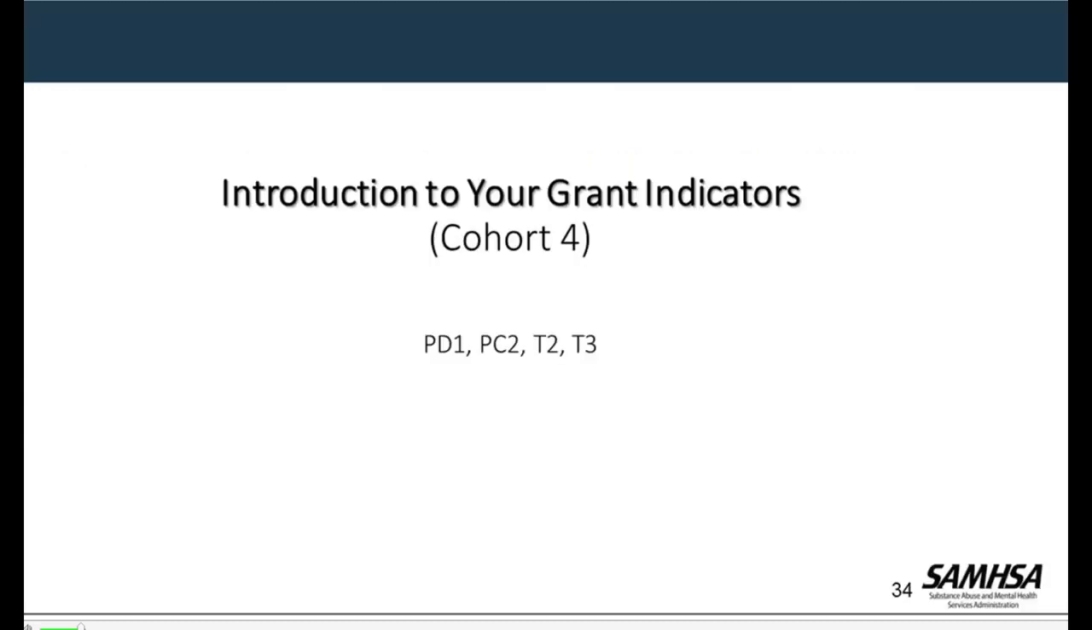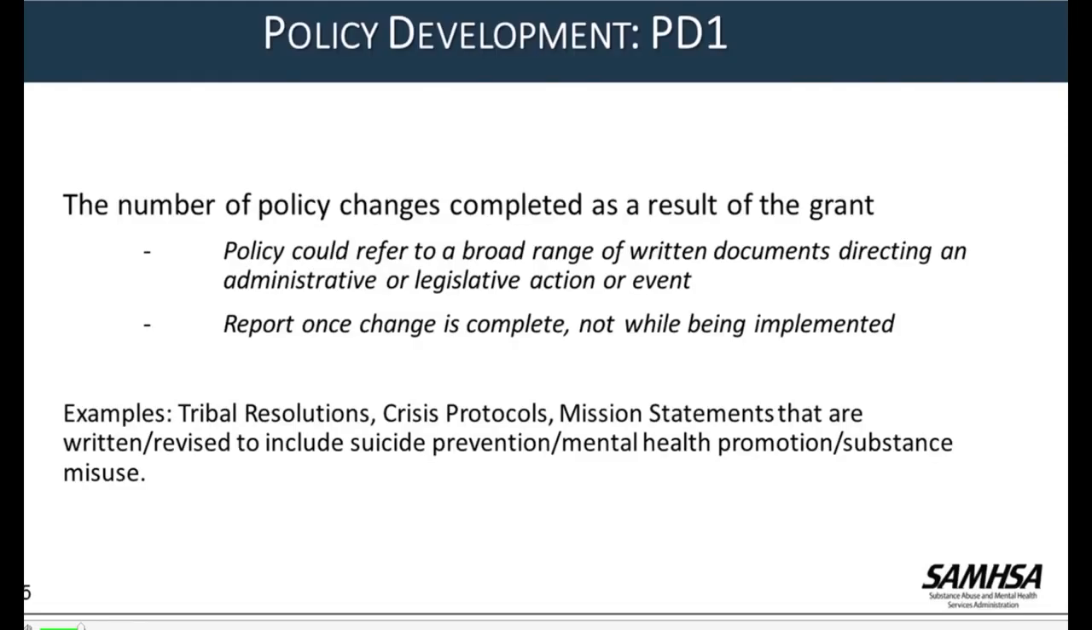Now I'm just going to talk briefly about each of your grant indicators. For Cohort 4, there are 4 indicators that you'll be required to collect data on quarterly. The first indicator is policy development, and this is the number of policy changes that have been completed as a result of the grant. It could be a pretty broad range of written documents directing administrative or legislative action or event. Report it once the change is complete, but not while it is in process.